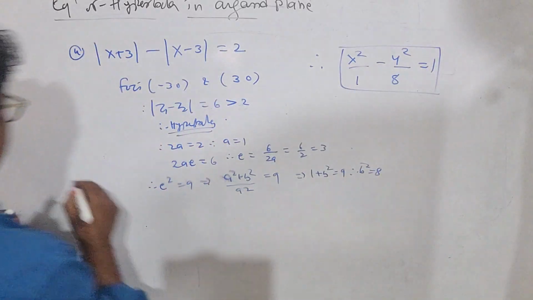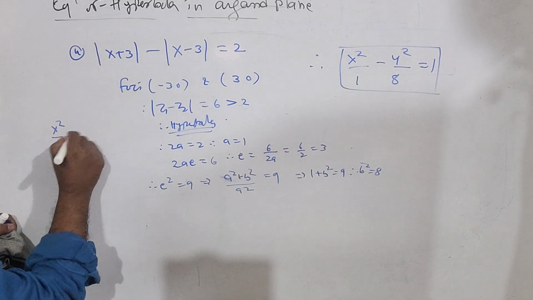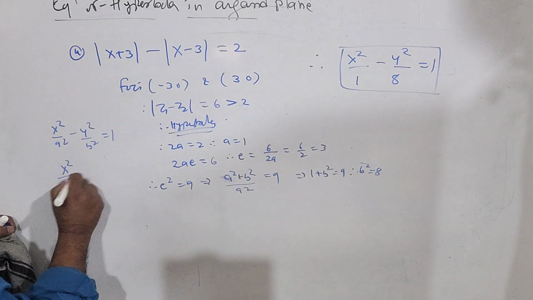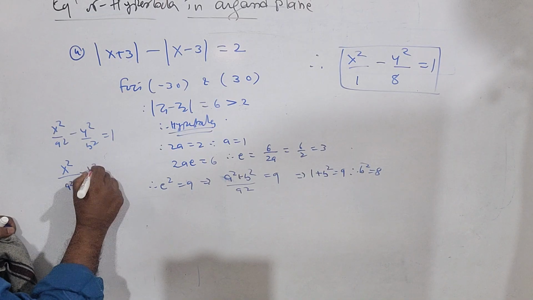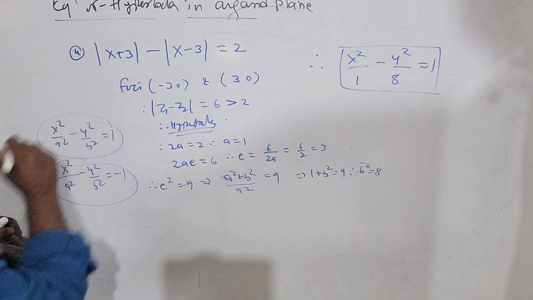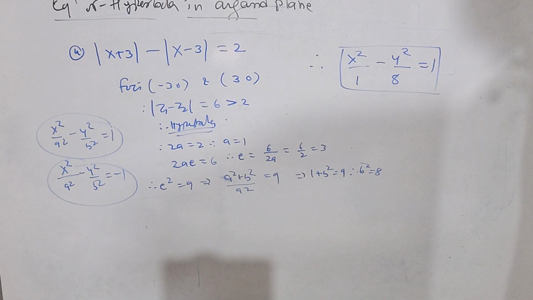Okay, because the hyperbola equation is x²/a² − y²/b² equal to 1. The conjugate hyperbola equation is x²/a² − y²/b² equal to −1. This is the conjugate hyperbola. This is your hyperbola, where the foci lie on the transverse axis, that is the x-axis, and the conjugate hyperbola where the foci lie on the y-axis. Correct? So this is all about the equation of hyperbola in the Argand plane.